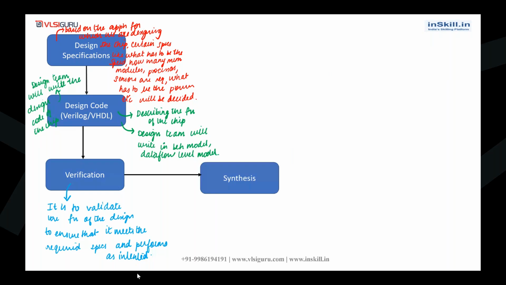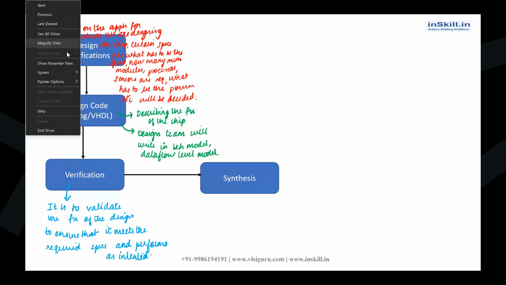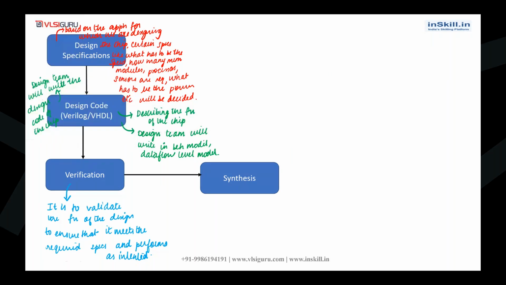After this, we have the synthesis stage. During synthesis, what will happen is, here we had written the behavioral and data flow level model code, right? That behavioral model and data flow level model code will get converted to structural form, or we can call it a technology node specific gate level netlist.